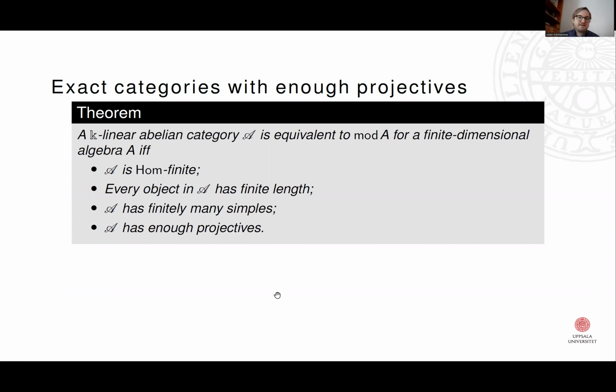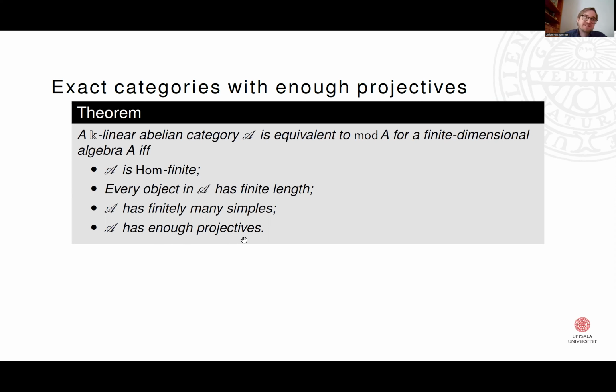Right? Analogously to the theorem that an abelian category is equivalent to mod A if it's Hom finite, has enough projectives, and it's a length category. Okay, so now you can think what is easy, what is difficult for exact categories in this setup. Of course, K-linear and Hom finite are conditions just on the category, so they also make sense for exact categories, and I believe they should be unchanged.